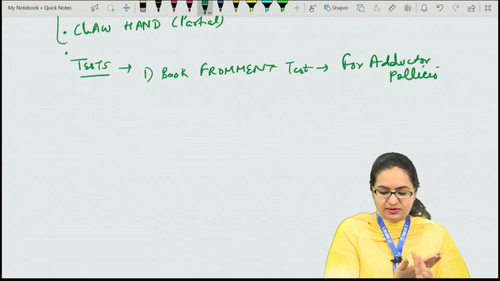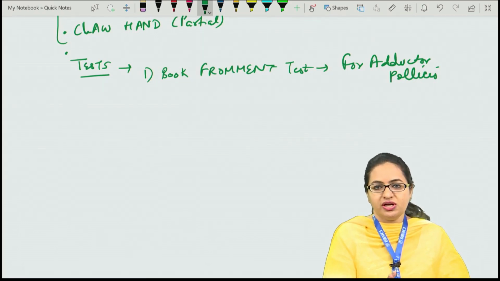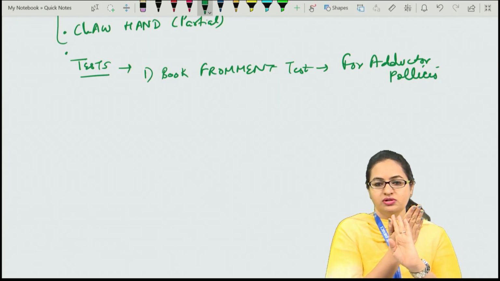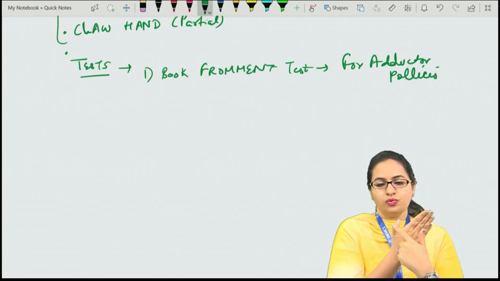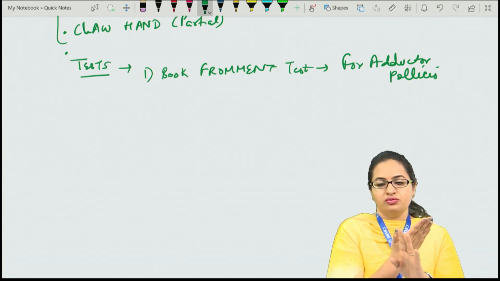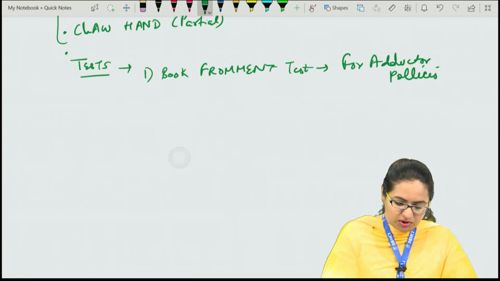So what happens in this, because the adductor pollicis is paralyzed, the person uses the flexor pollicis longus tendon, which is actually supplied by the median nerve. When you try to pull the book, there will be flexion at the interphalangeal joint, because the person is using the flexor pollicis longus tendon. He uses that tendon, but the adductor is paralyzed, or it is not supplied due to the lesion. So there will be weakness present. So by this we can test the adductor pollicis.